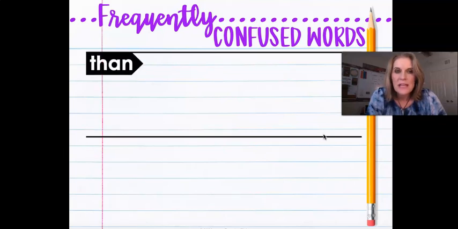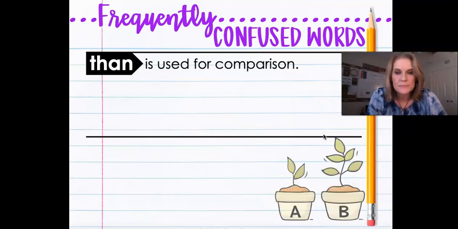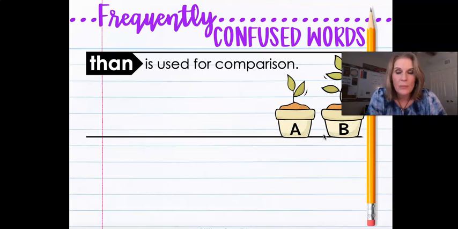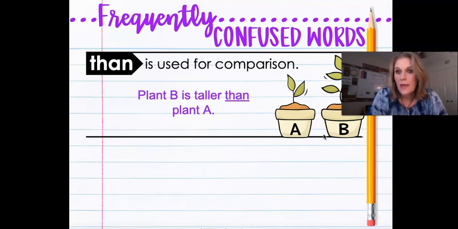Let's start with the THAN. We use this when we're doing comparison. Make sure you're writing this in your notes. It will definitely help you. Here's an example. Plant B is taller than, THAN, plant A. So we use THAN when we're comparing two things. For example, Mrs. Clevenger likes teaching in the classroom better than teaching on Zoom. THAN, when you're comparing something.